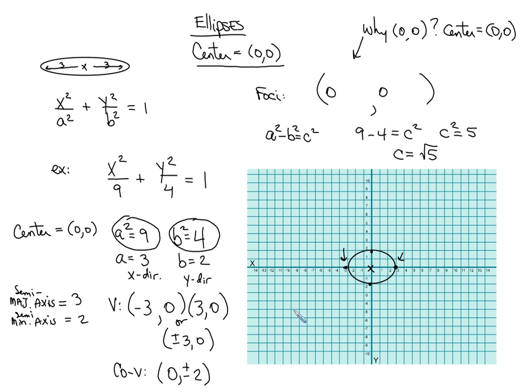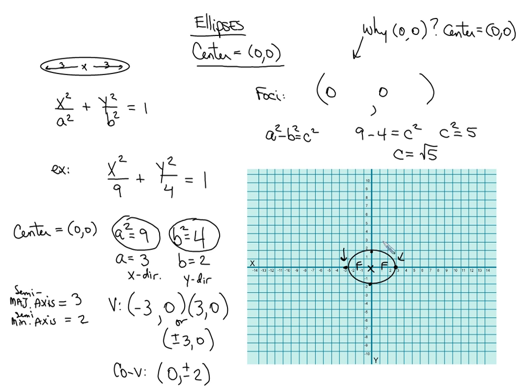So that tells us that to get from the center to a focus, we're going to add square root of 5, and we're going to subtract square root of 5 from the center. Now here's the question, guys. Which way are my foci going, left and right or up and down? Left and right. Which direction is that, x or y? So somewhere in here, it doesn't matter where, just put a little f, just so you remind yourself which way the foci go.